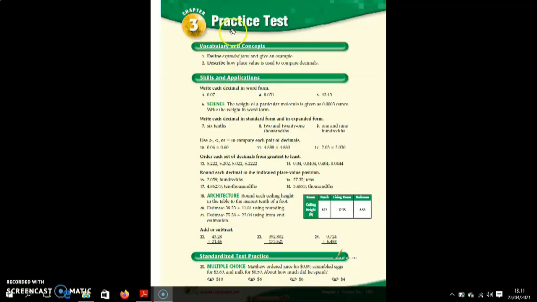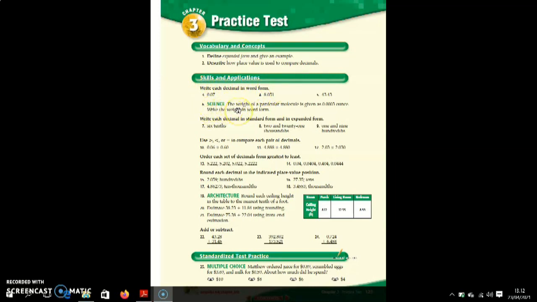Chapter 3 Practice Test. Vocabulary and Concepts. 1. Define expanded form and give an example. 2. Describe how place value is used to compare decimals. Skills and Applications. Write each decimal in word form.